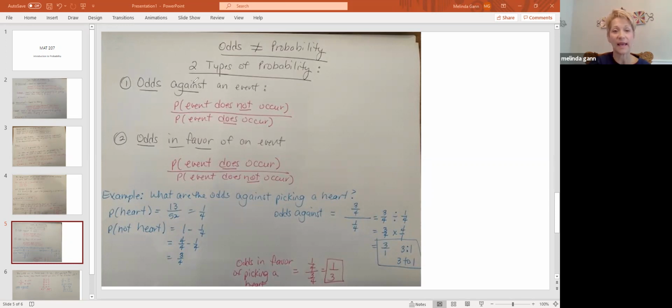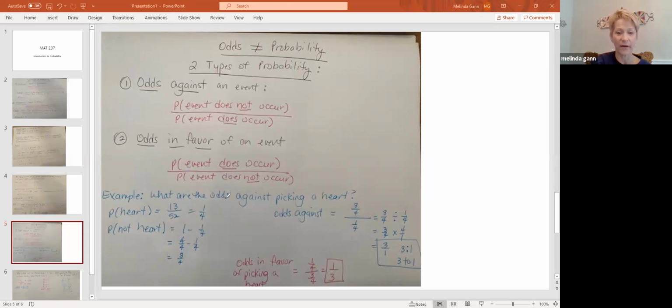When it's odds against, the probability that an event does not happen goes on top of the probability that it will happen. So the "not" goes on top. Odds in favor is the flip, or the reciprocal, of that. On odds in favor, the probability that the event does occur goes on top of the probability that the event does not occur.